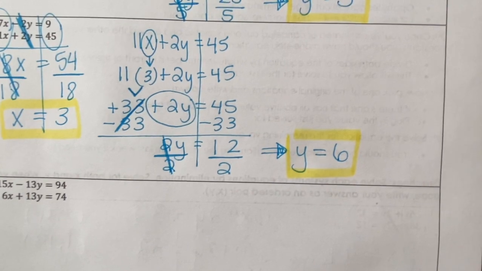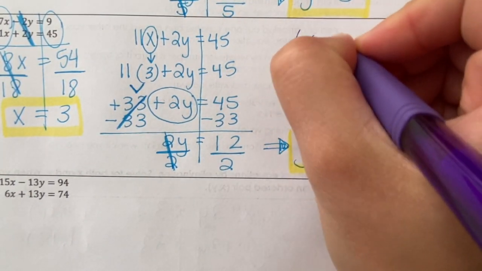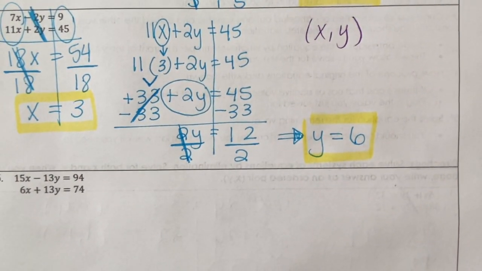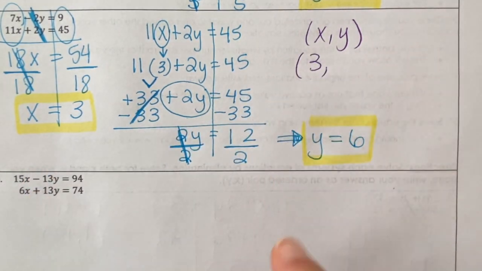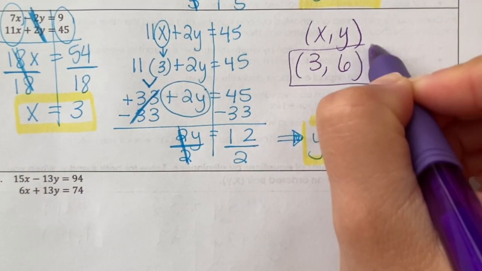And then your very last step is just to write your answer as an ordered pair. You just combine them instead of keeping them separately. So 3 is x, 6 is y. So your answer is (3, 6).